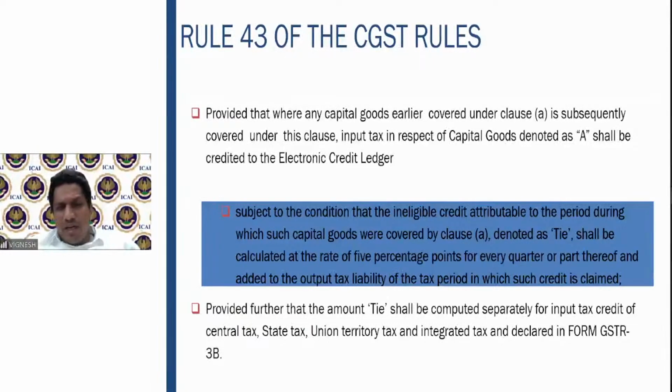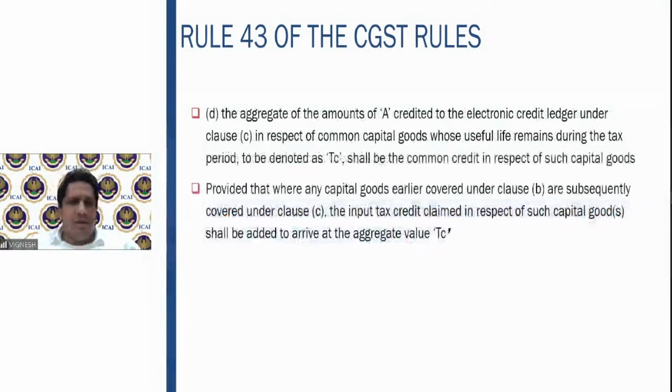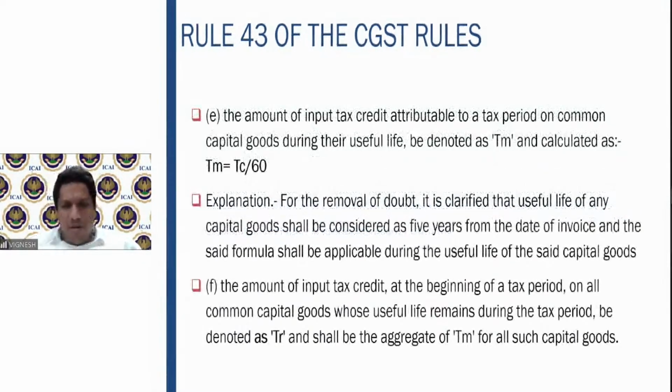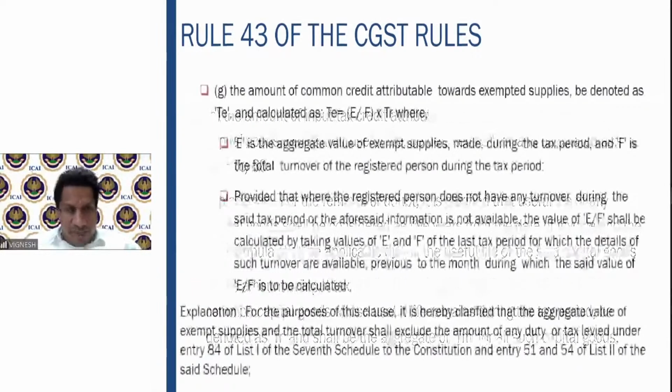So anywhere you are getting confused about how to remove this 5% per quarter or something like that, please let me know. You have to take basically the useful life of the capital goods as 60 months. Once you take the useful life of capital goods as 60 months, you see how it is being reversed over a period of time.